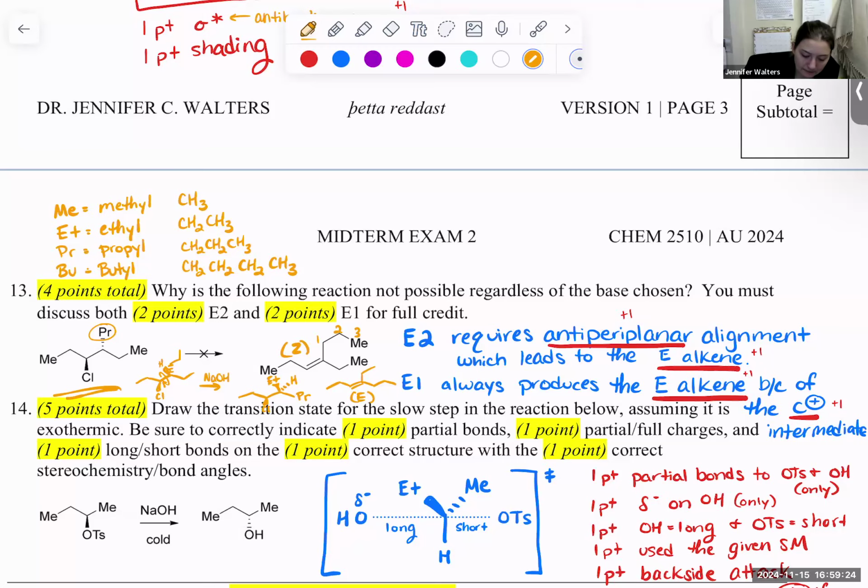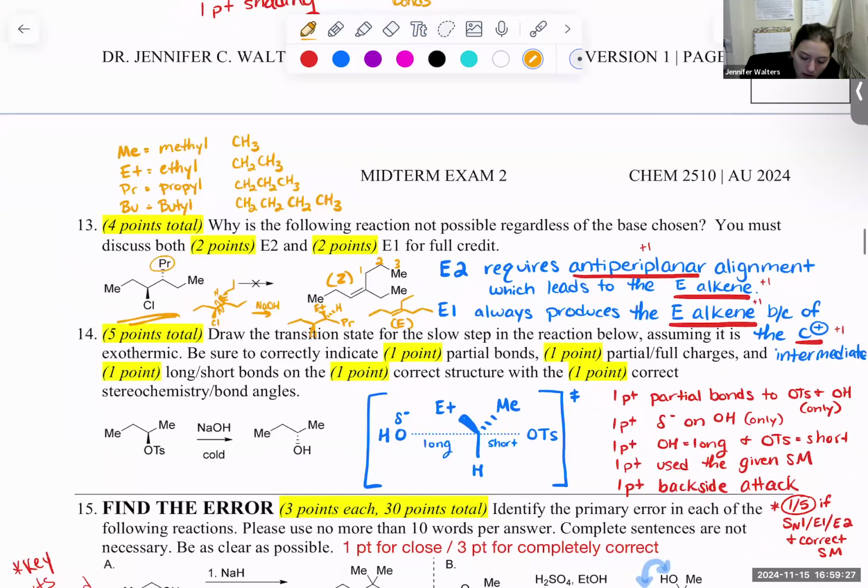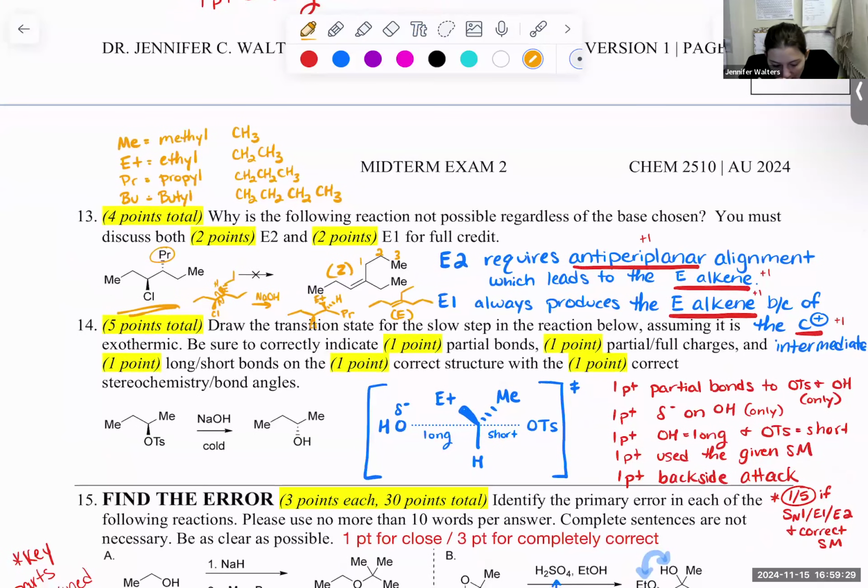Cool. 14. Draw the transition state for the slow step. All right, so we got to figure out which mechanism we're doing. I see that I have inversion of stereochemistry. So first of all, I went from one functional group to a different functional group. That's substitution. So I know it's got to be substitution. And then I see that I have inversion of stereochemistry. That tells me SN2. So I'm looking for the slow step of SN2.